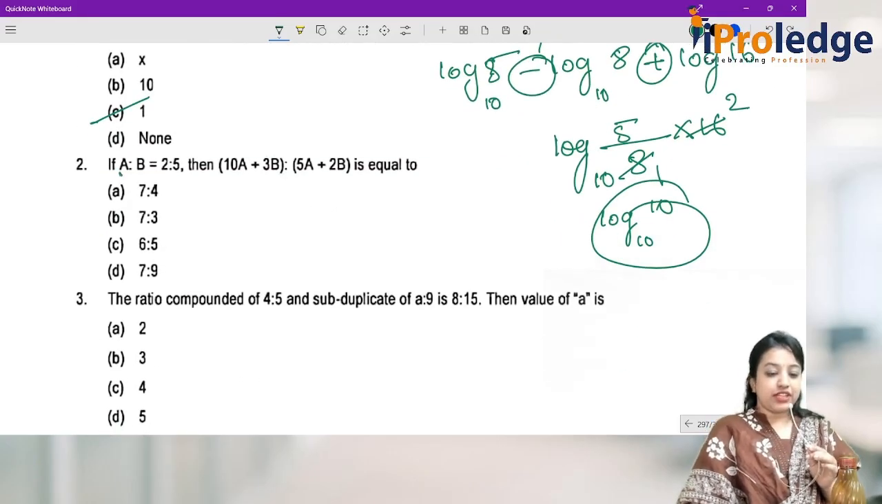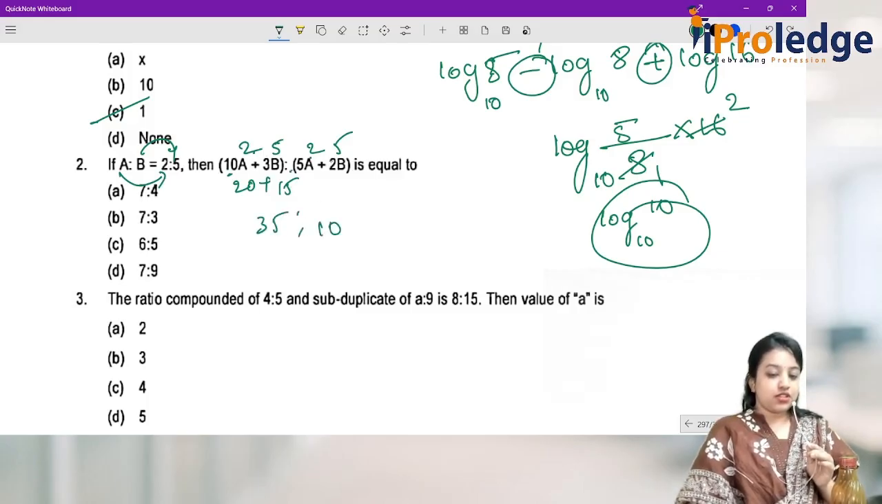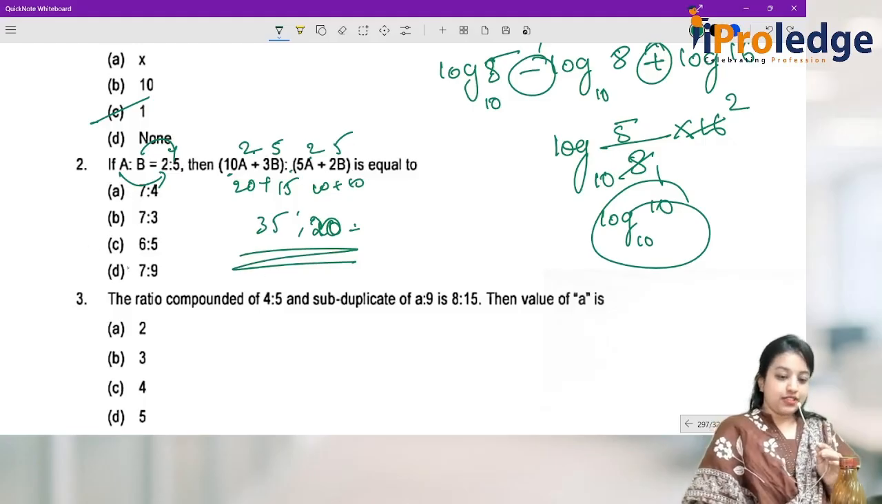Second one. A is considered as 2, B is considered as 5. So this is 2, 5, 2, 5. 10 twos are 20, 5 threes are 15, 35. 5 twos are 10, 5 twos are 10, which is equal to 20. When you reduce it, 7 is to 4.